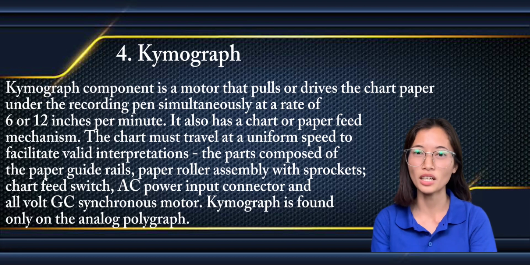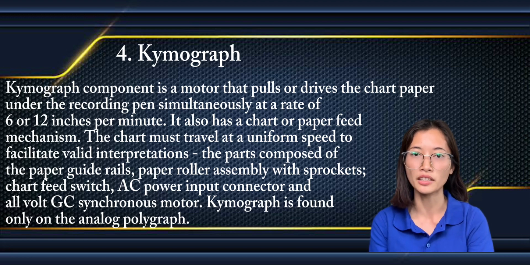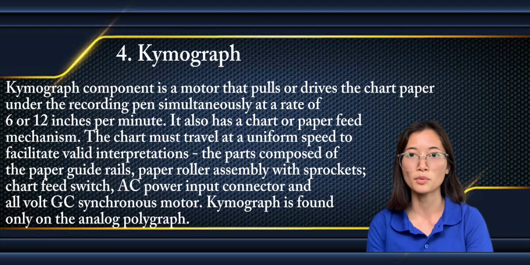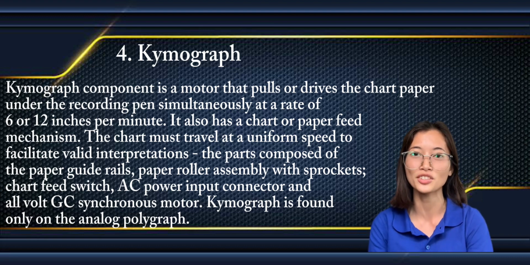Chemograph. The chemograph component is a motor that pulls or drives the chart paper under the recording pen, simultaneously at a rate of 6 or 12 inches per minute. It also has a chart or paper feed mechanism. The chart must travel at a uniform speed to facilitate valid interpretation. The parts are composed of the paper guide wheels, paper roller assembly with sprocket, chart feed switch, AC power input connector, and an all-volt DC synchronous motor. Chemograph is found only on the analog polygraph.